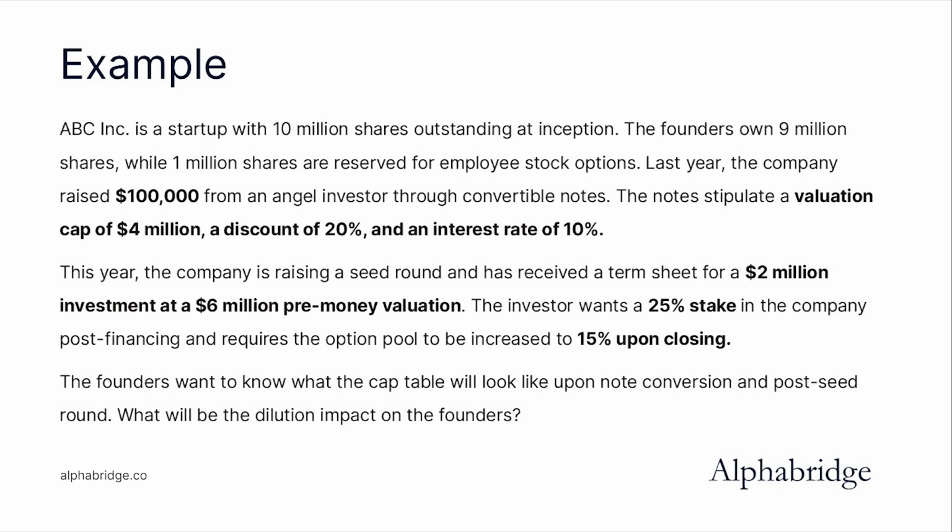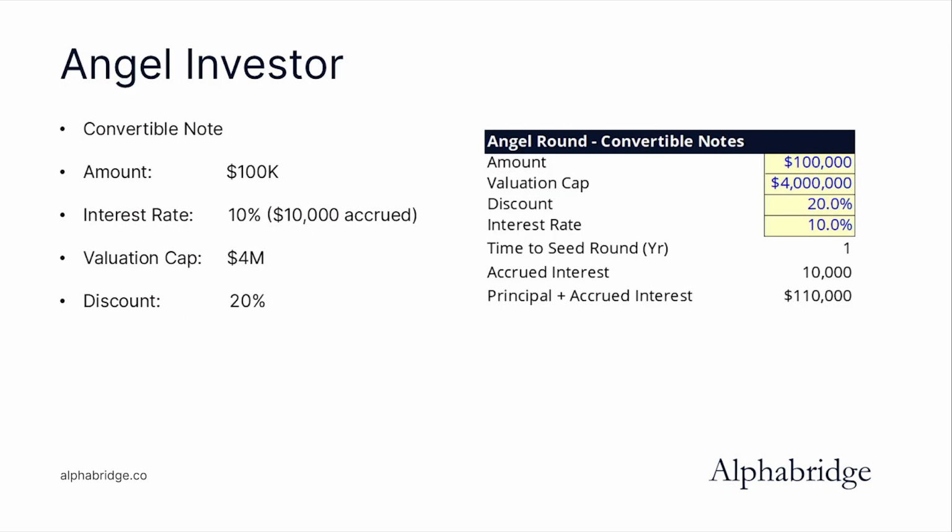each investor. The angel investor had invested $100,000 last year. Since the notes have an interest rate of 10%, $10,000 has accrued, making the total investment $110,000. Also, the notes have a valuation cap of $4 million and a discount rate of 20%. Keep this in mind as we will need this information to calculate the price that the notes will convert at.